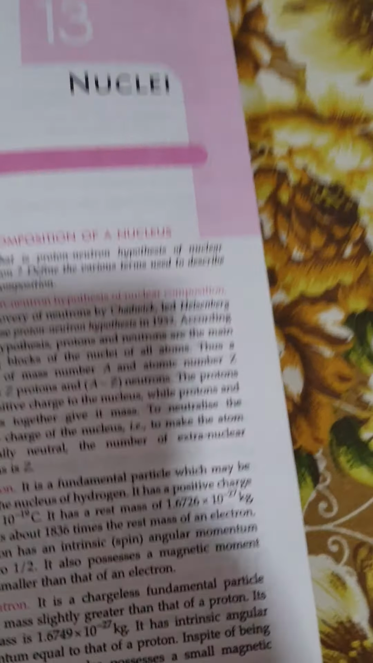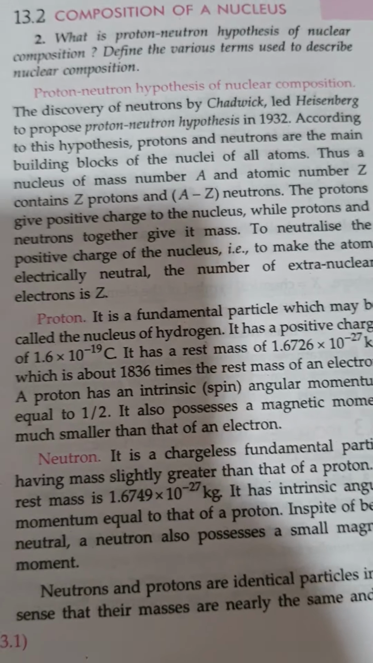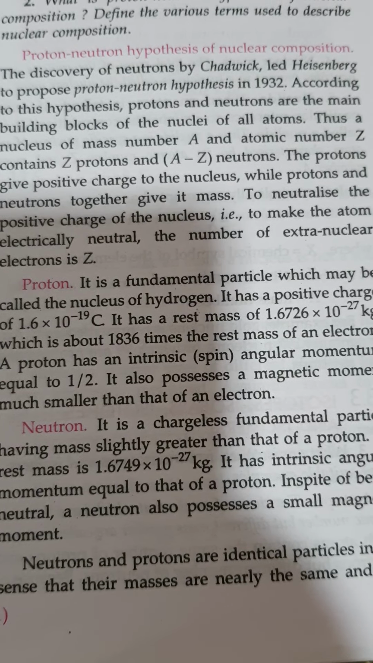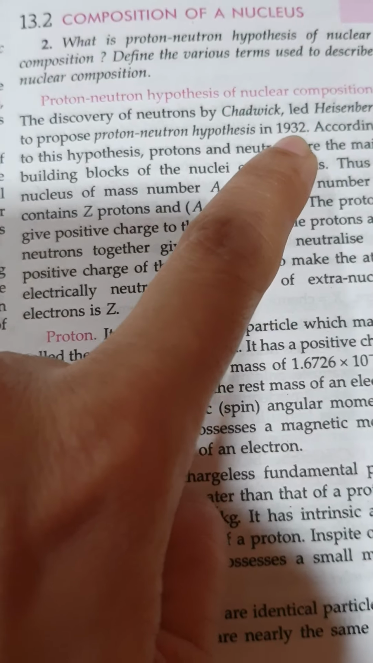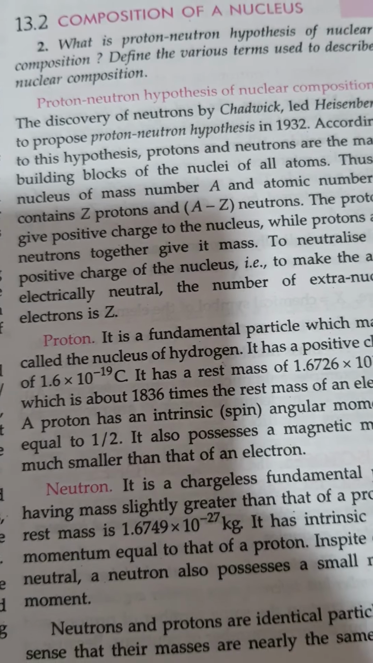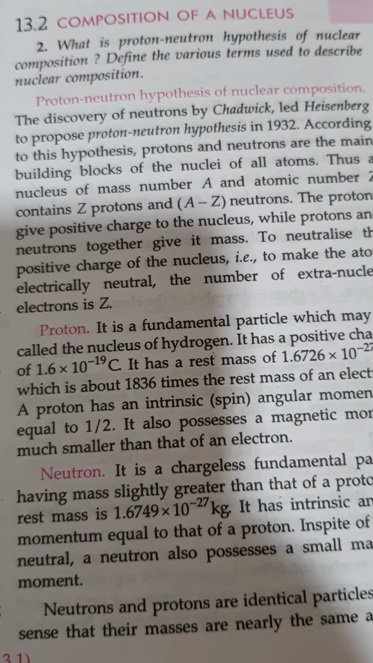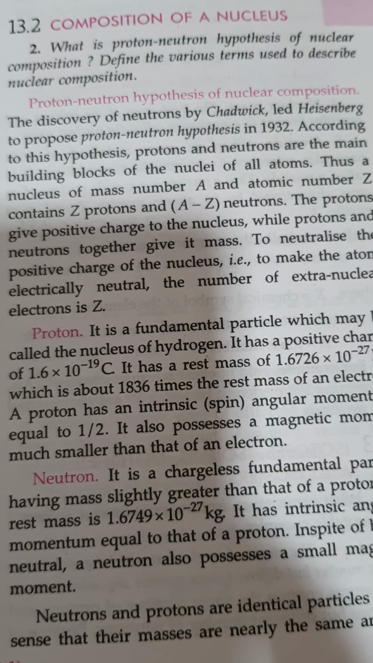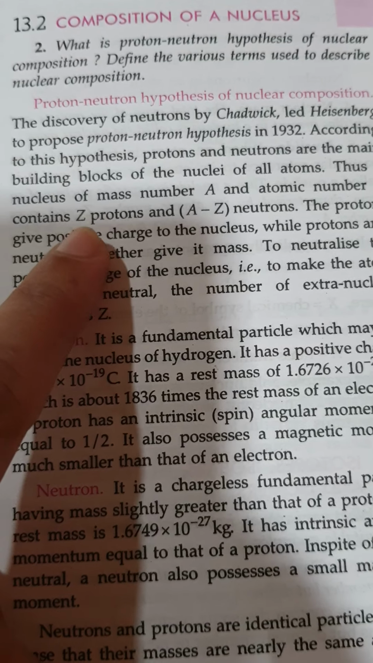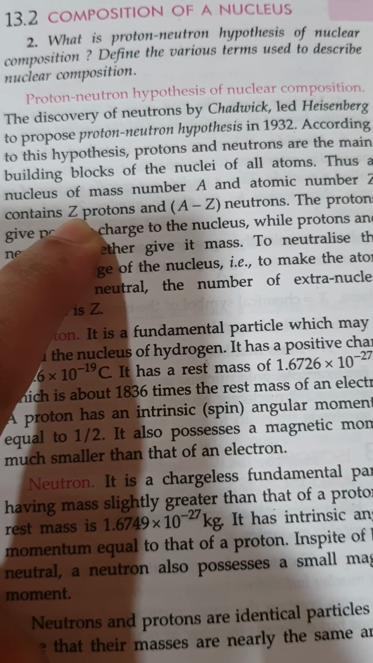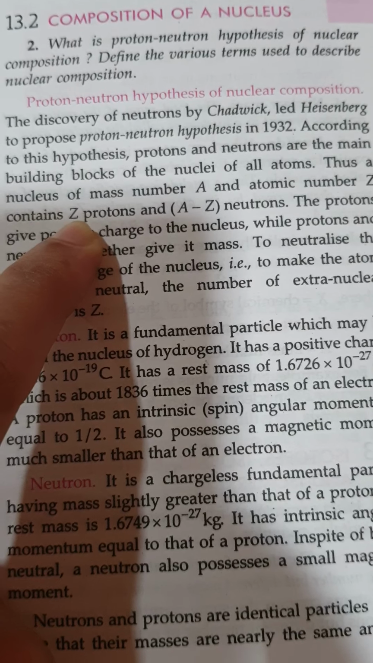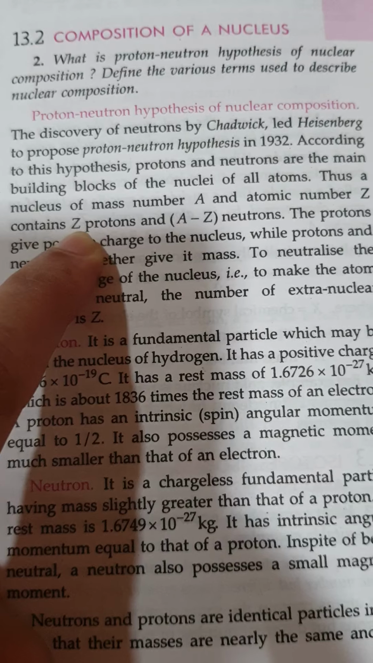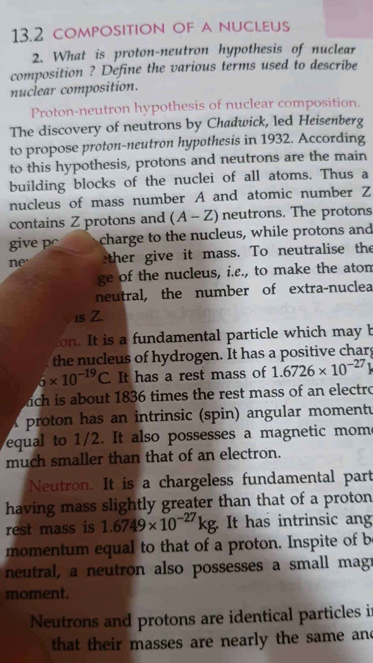So we know the proton and neutron. In 1932, Chadwick, the name of a physicist, discovered the neutron. So we know that there are Z number of protons and the same number of electrons in an atom. As electrons carry negative charge and protons carry positive charge, atoms are neutral.